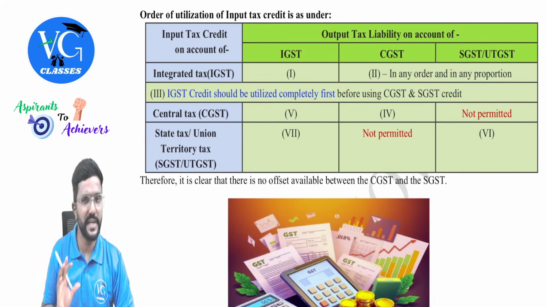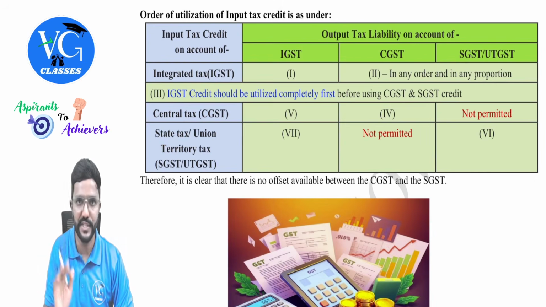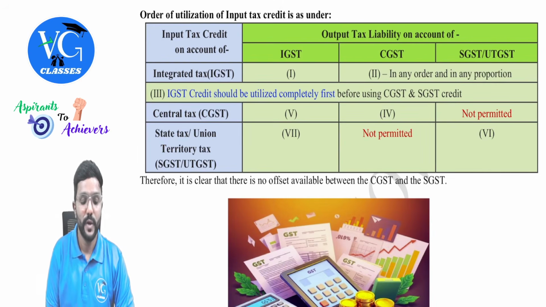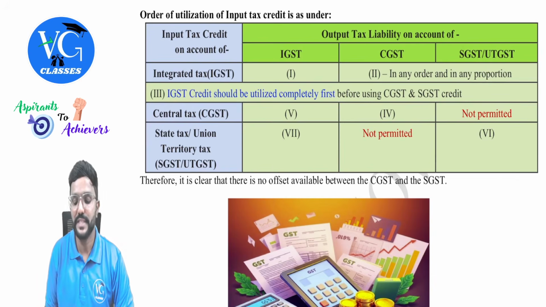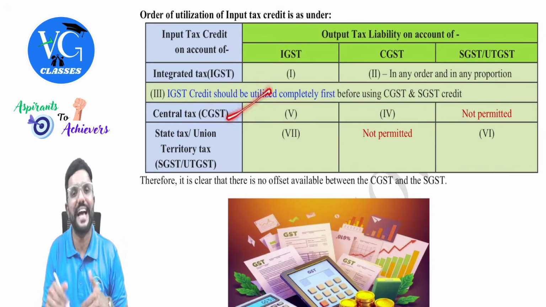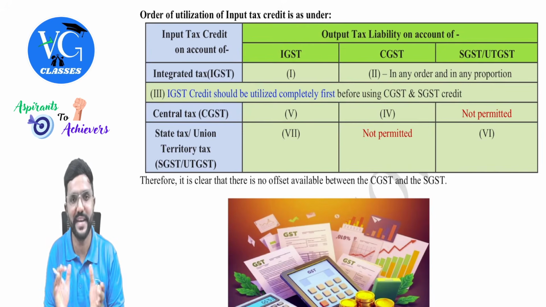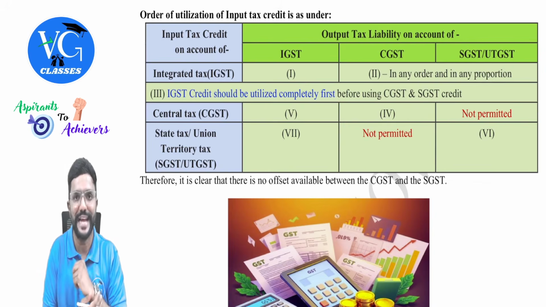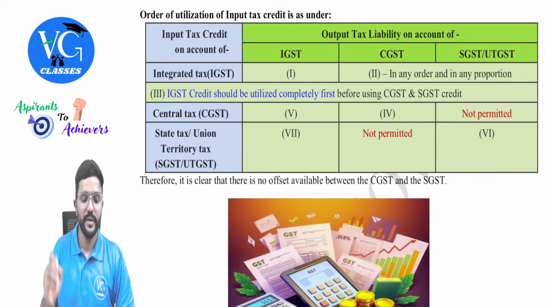Assume your IGST credit is 0 now, or you don't have any IGST credit. In that case, CGST credit will be used first against CGST liability. If you still have a credit of CGST, you can use it against IGST liability. Sir, what if my IGST liability is 0? Then if you cannot utilize the credit, you can carry it forward to the next month. In any case, if you cannot utilize the credit in the current period, you can carry it forward to the next tax period.